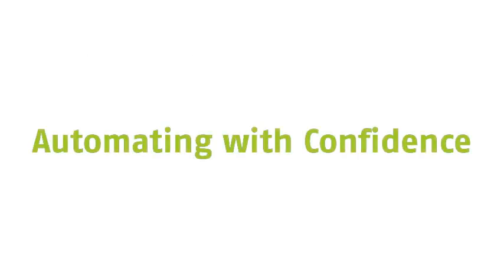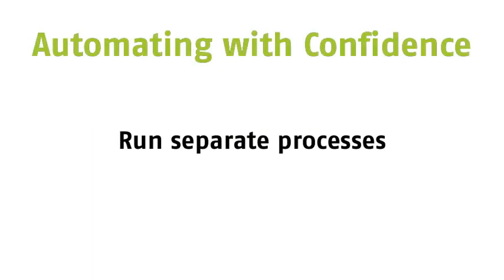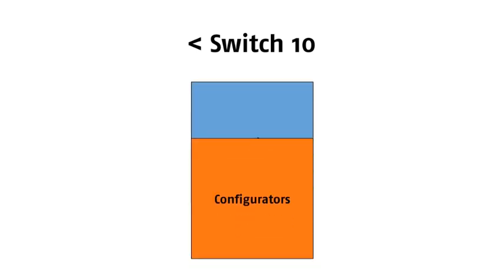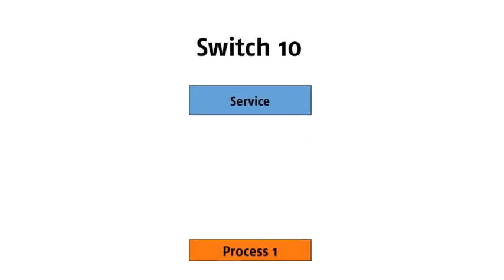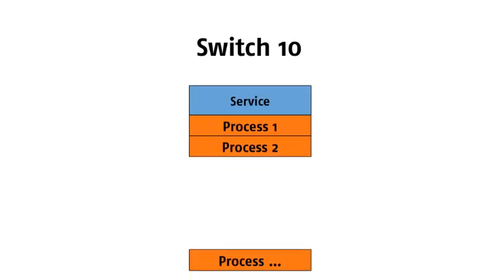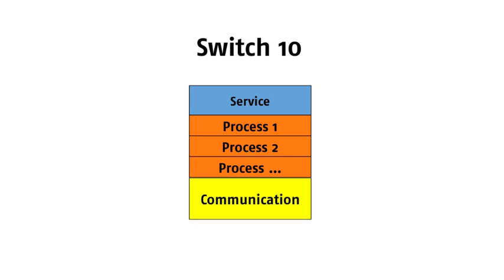To enhance your confidence in Switch even more, Switch 10 runs all processes separately. Where previous versions of Switch grouped all components into one package, Switch 10 will separate these components: services, processes, any communication, and also the Switch proxy. This structure optimizes your processes and maximizes stability.